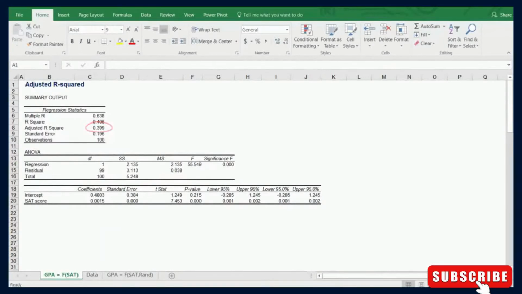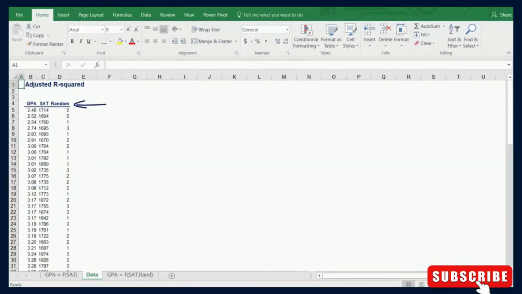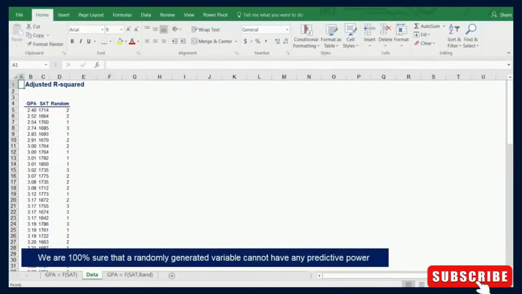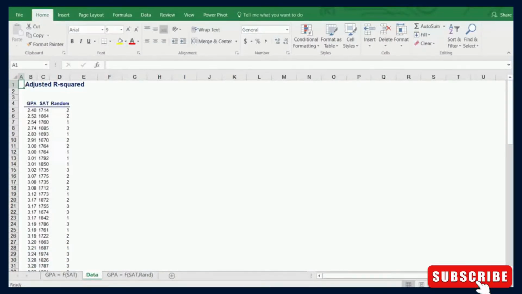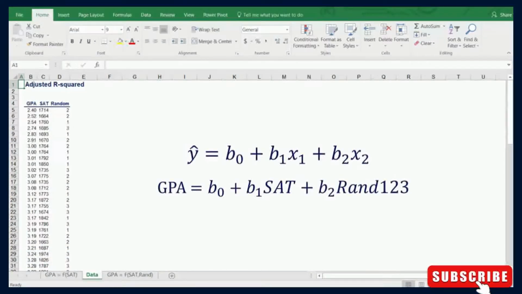Now, let's add another variable called random123. I've generated a variable that assigns 1, 2, or 3 randomly to each student. We are 100% sure this variable cannot predict college GPA. So, this is our new model. College GPA is equal to B0 plus B1 times SAT score plus B2 times the random variable.